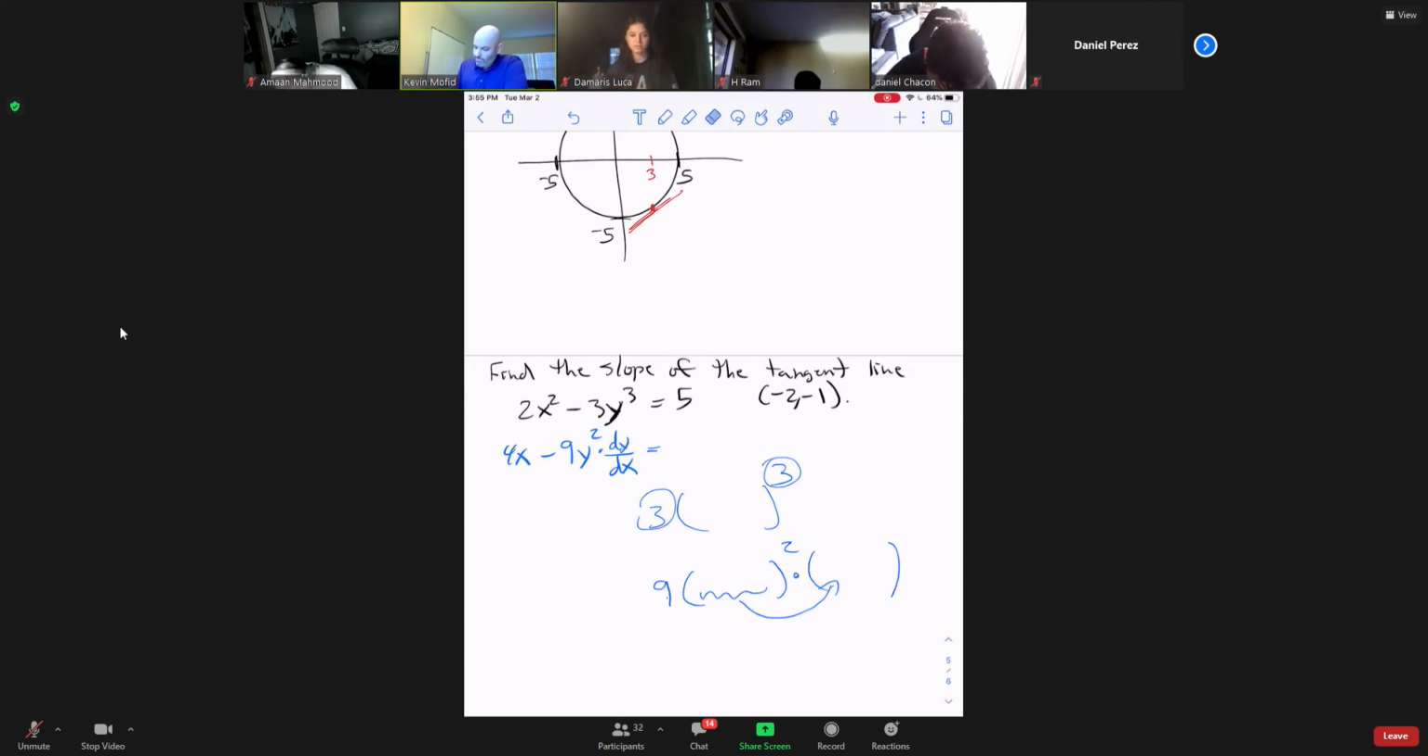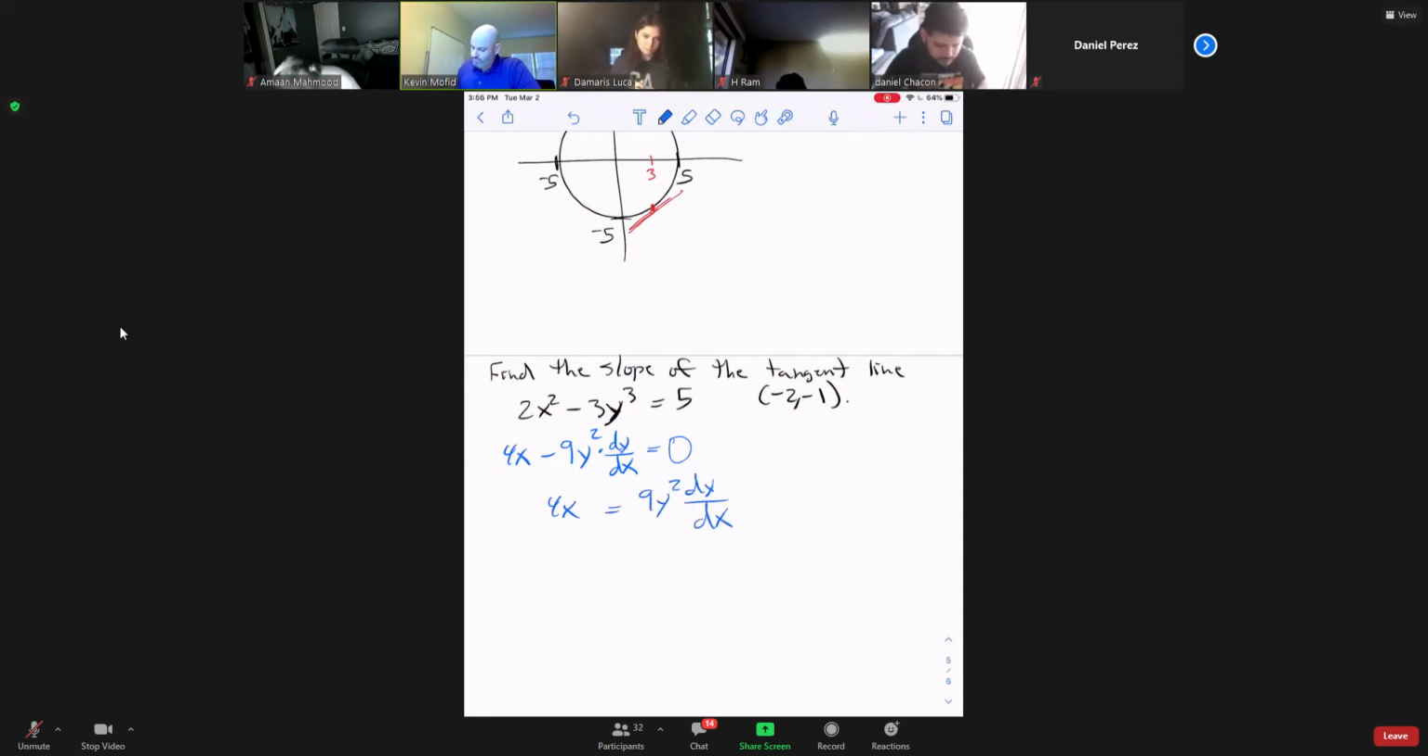So going back to this problem up here, 3 times 3 is 9, y squared, times the derivative of y, which is dy over dx. Derivative of 5 is 0. And then now solve for dy over dx. So I'll move the dy over dx term to the right because it's negative. Divide both sides by 9y squared. So 4x over 9y squared equals dy over dx.